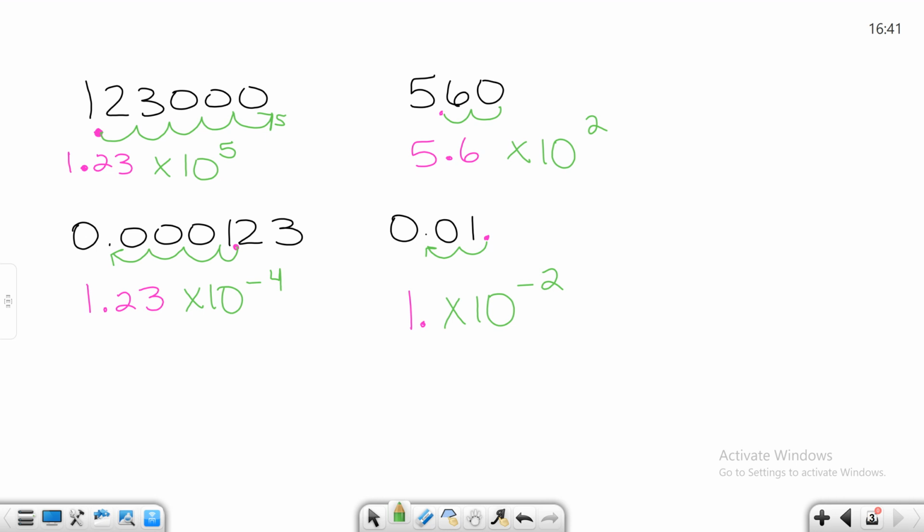Alright, so that is all for today. Tomorrow we're going to learn how to go from scientific notation back to standard notation.